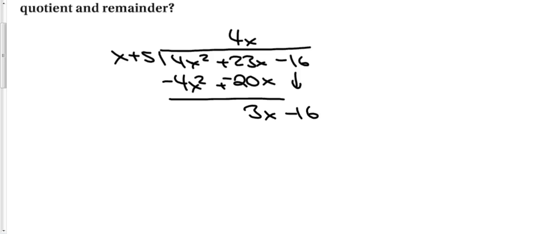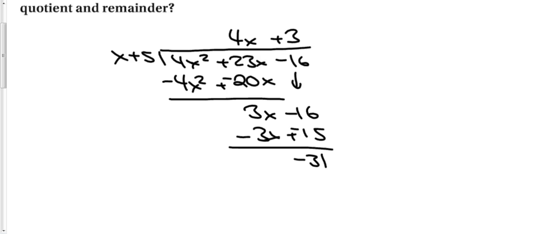Okay. Now I want to repeat the process of dividing, multiplying, and subtracting. So how many times does x go into 3x? 3. Multiply. 3 times x gives me 3x. 3 times 5 gives me a positive 15. And subtract to give me a negative 31. Now, when the degree of what's left over at the bottom here is less than the degree of what you're dividing by, you are done. It's not possible to divide x into 31 anymore.